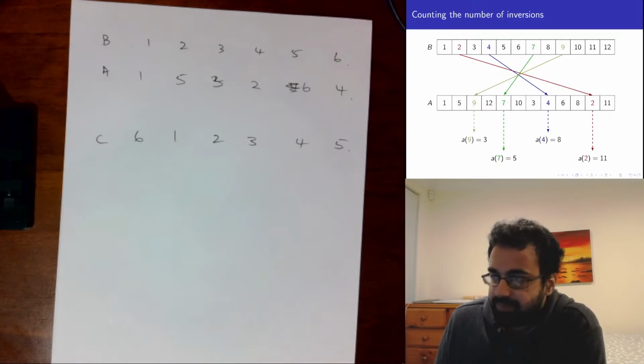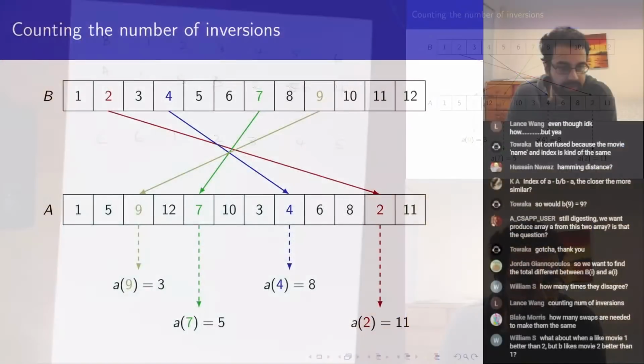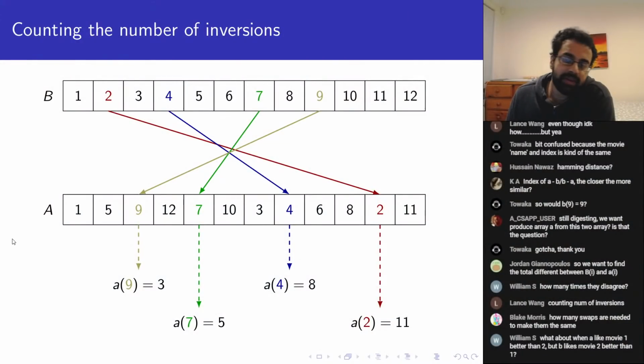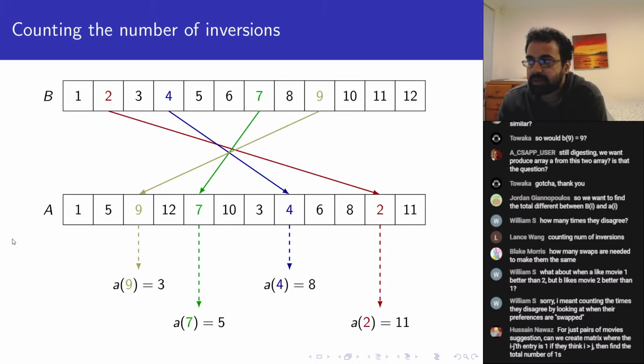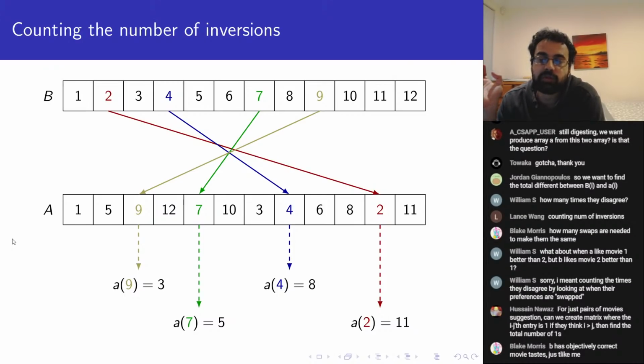Okay. Let's return to the slides. Again, this is all for some context. We're going to lose a lot of the background, like in terms of movies, and just deal with a bare array shortly. Yeah, counting the number of times they disagree by looking at when their preferences are swapped. Yes, that's pretty much exactly what we're going to do.